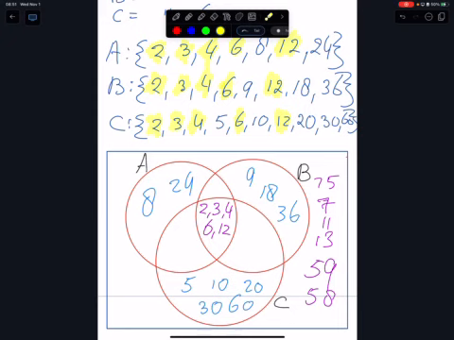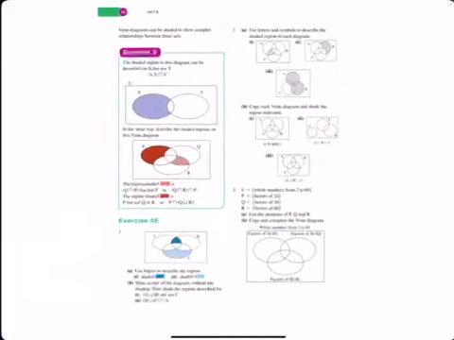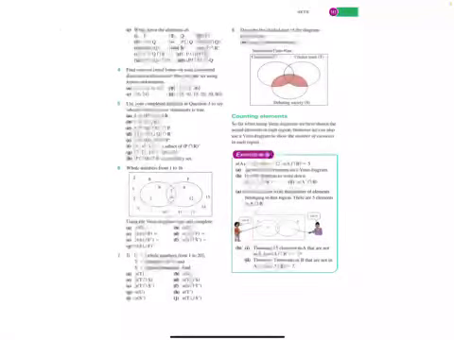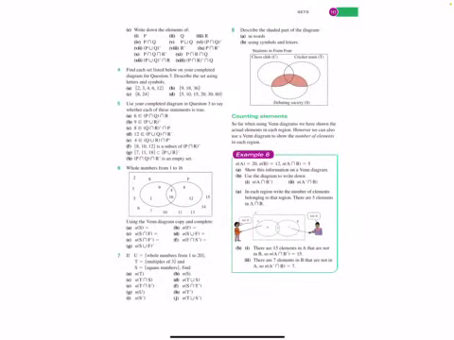I think this exercise. Sorry? What do you mean? Correct, yes. All right.